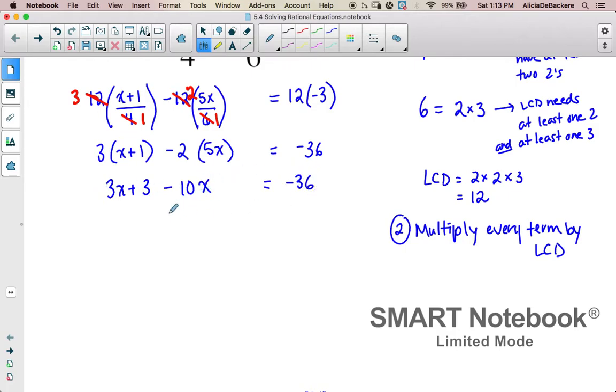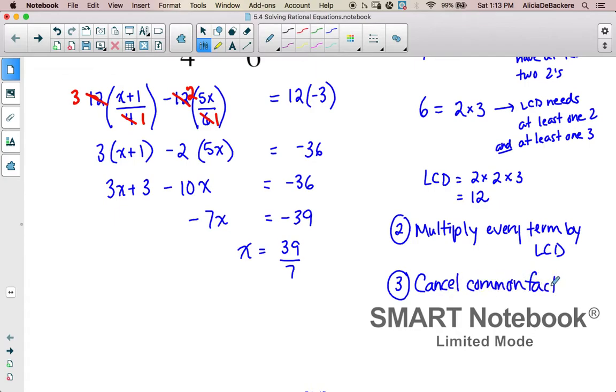And so now I'm just going to collect my like terms. I'm going to bring the positive 3 over and subtract it from the other side, and then I just divide that out. I've got a negative divided by a negative, that turns into a positive, and it's 39/7. So my third step there was I canceled the common factors, and it's the same thing we're going to do with algebra. And that got rid of my denominators, and then I just had to solve the polynomial. And again, I think I have these steps written on the other page.